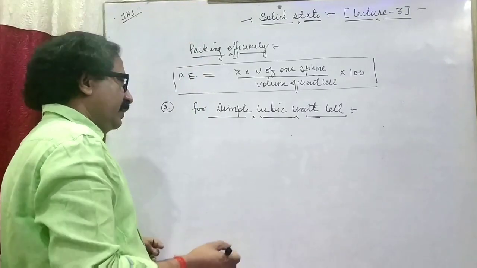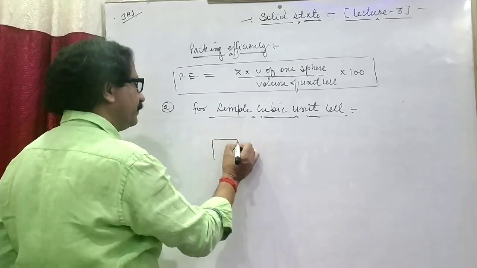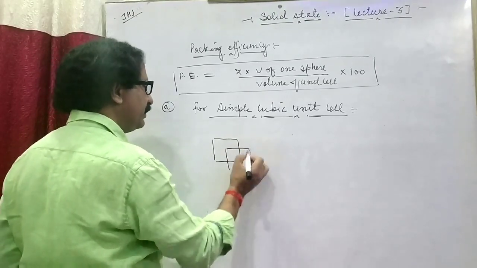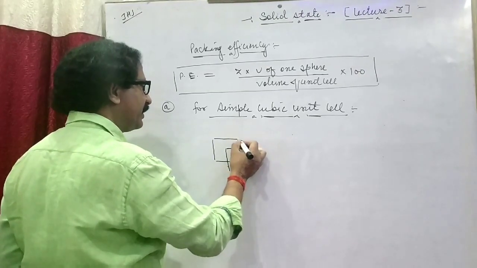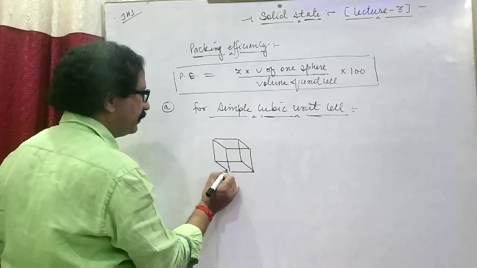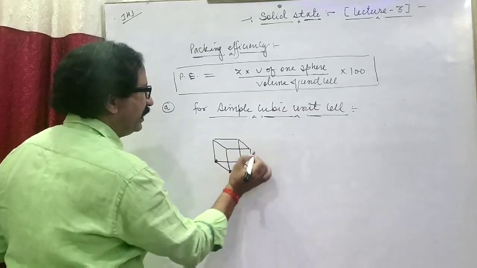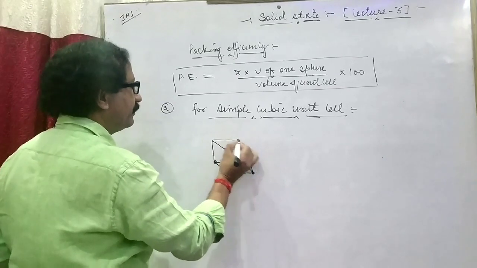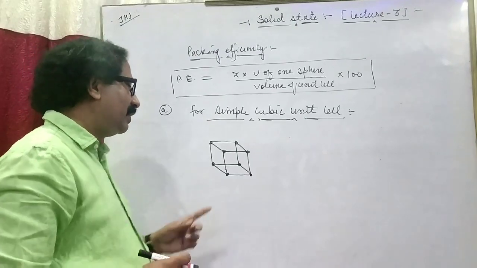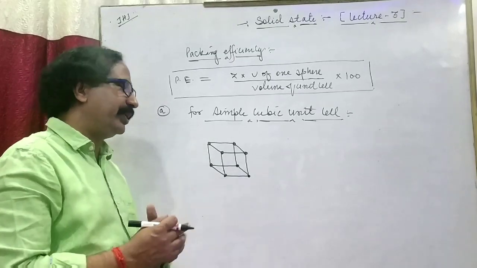This is the formula. First of all, from the shape of simple cubic unit cell, let us consider. This is the figure of simple cubic unit cell. These are the spheres. This is the simple cubic unit cell, because here the points are present only at the corners of the unit cell. So it is a simple cubic unit cell.